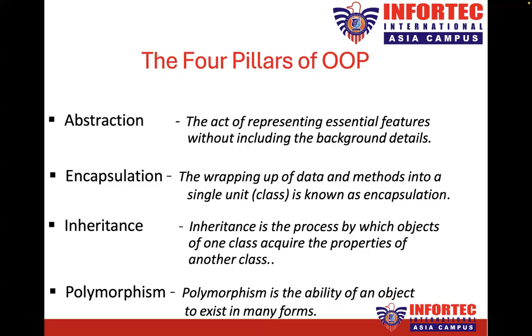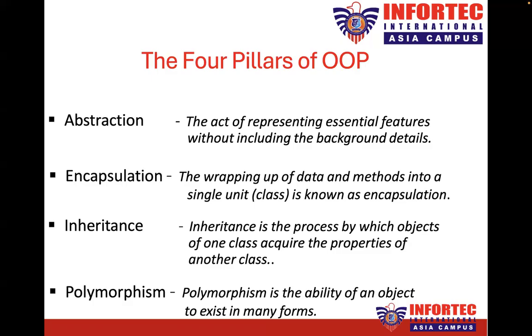So we have a concept called classes. Let's say you are a class and your parent is also a class. They are the parent class, and you are the child class. You inherit things from your parent class. That is inheritance. And then we have polymorphism, the ability of an object to exist in many forms.